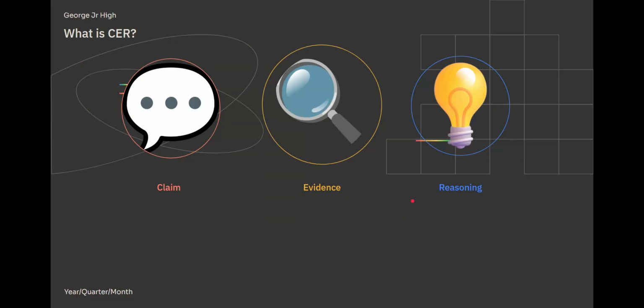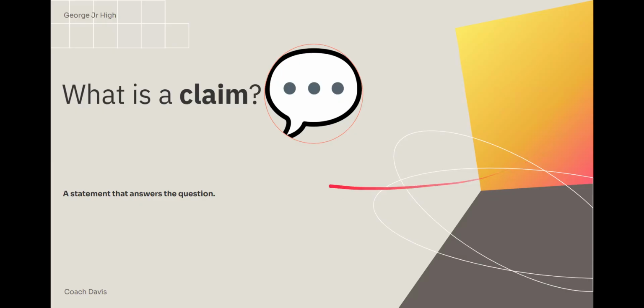So here we go. Just to review, what is CER? CER stands for claim, evidence, and reasoning. Most of the time, we just stop at the claim, but when I ask you to write in this class, I'm going to need you to do claim, evidence, and reasoning. So just to review, what is the claim? The claim is just stating the answer to the question. Again, this is mostly where we stop when I just need a one sentence answer, but when writing a paragraph in science, we need more than that.